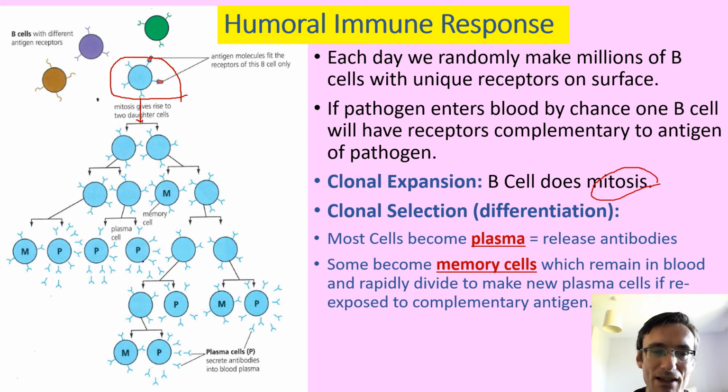Most of the B cells become plasma cells, which float around the blood, and they make antibodies. Some of them become memory cells, which also remain in the blood, and they will be able to rapidly divide to make new plasma cells if the bacteria or the fungus or the virus, the pathogen, comes back into your body and it detects the complementary antigen once again, which explains our immunity to disease once we've been ill.